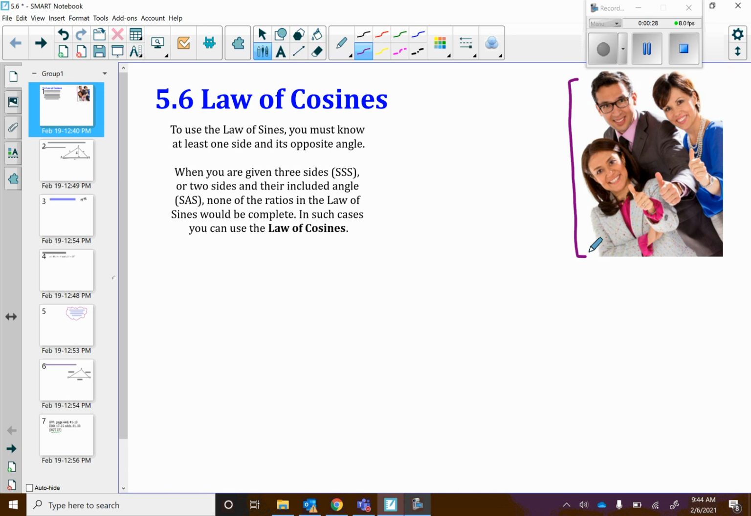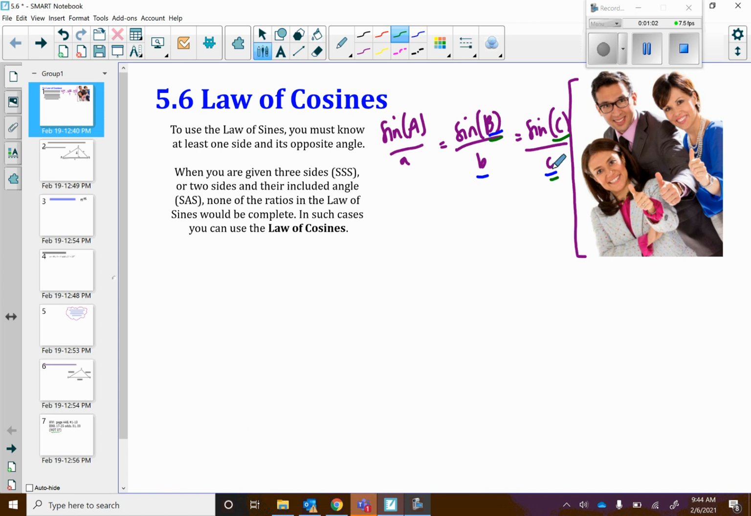So Law of Cosines is another law that helps us solve an oblique triangle, a triangle that does not have right angles. But in order to use law of sines, so sine of angle A over side A is equal to sine of angle B over side B is equal to sine of angle C over side C, you need either two sides and an angle, right, to complete these two proportions, or you would need two angles and one side.